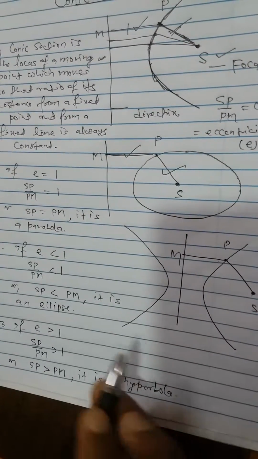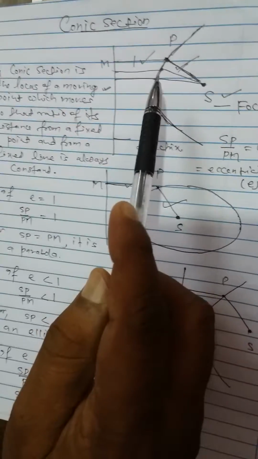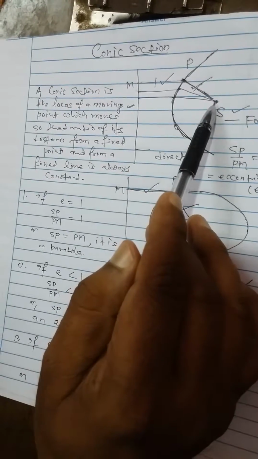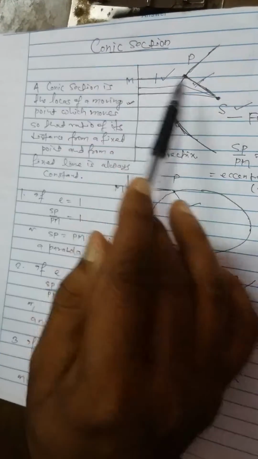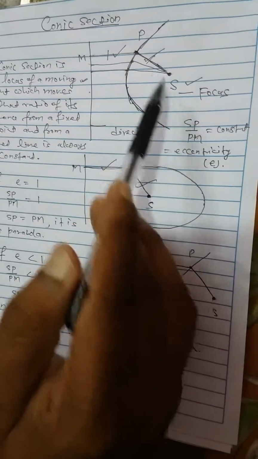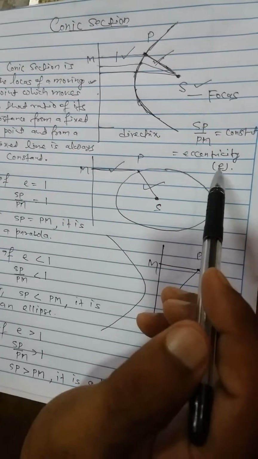Now I am going to summarize. First of all, what is a conic section on the basis of the locus of a moving point? It is a locus of a moving point which moves in such a way that the ratio of its distance from a fixed point and from a fixed line is always constant. What is the fixed point? It is the focus. What is the fixed line? It is the directrix. What is the constant ratio, SP by PM? It is eccentricity, denoted by small e.